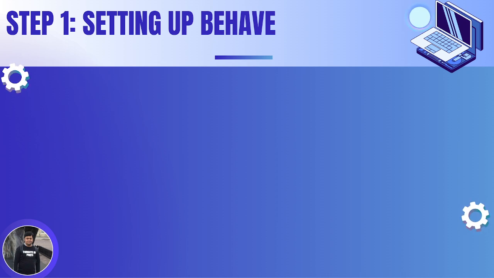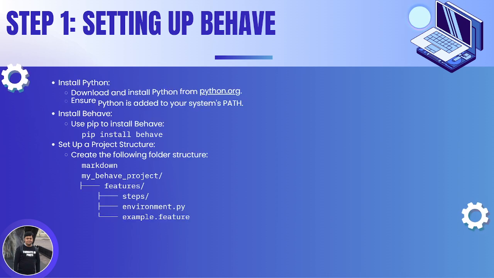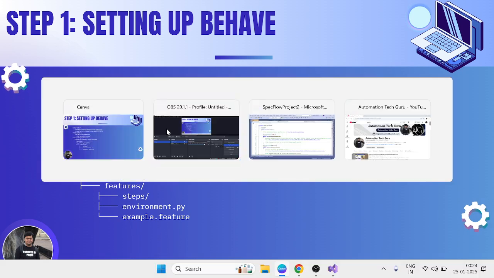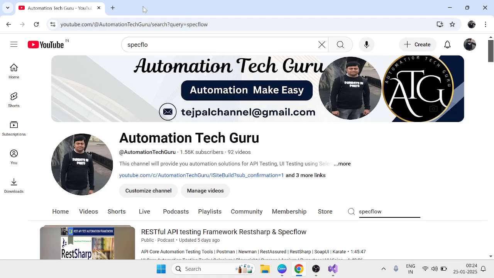Next step is setting up Behave. How can we set it up? For that you just need to download and install Python from python.org. Make sure Python is in your system path, and then you need to install Behave. So you just need to go to this.